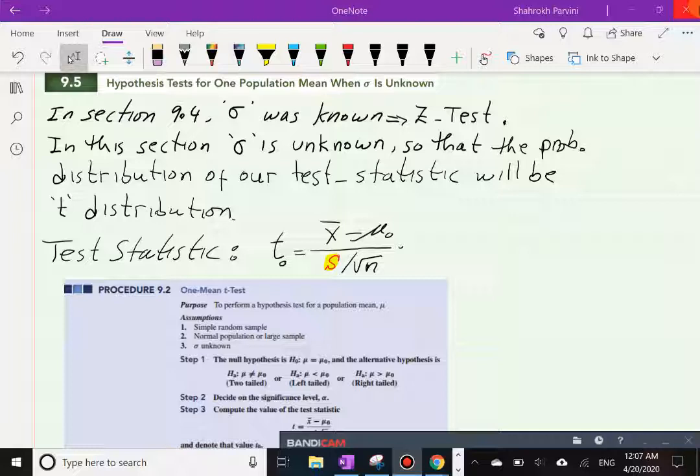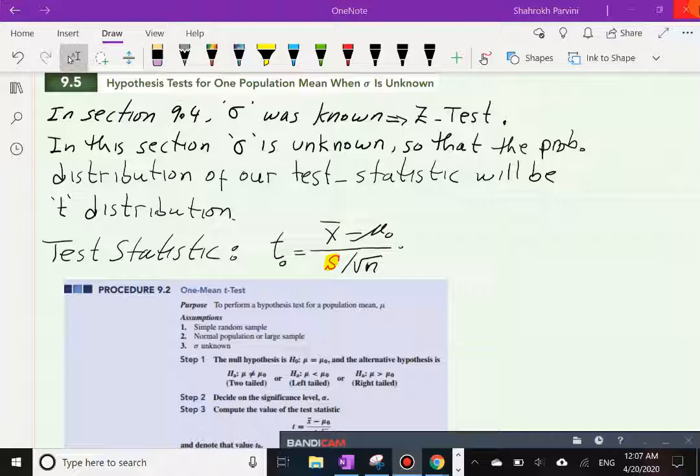Now, because sigma is unknown, the probability distribution of the test statistic that we're going to look at is going to be a t-distribution. We talked about the t-distribution in chapter 8 when we looked at confidence intervals, for almost the same reason, because in chapter 8, when sigma was unknown, we used a t confidence interval.